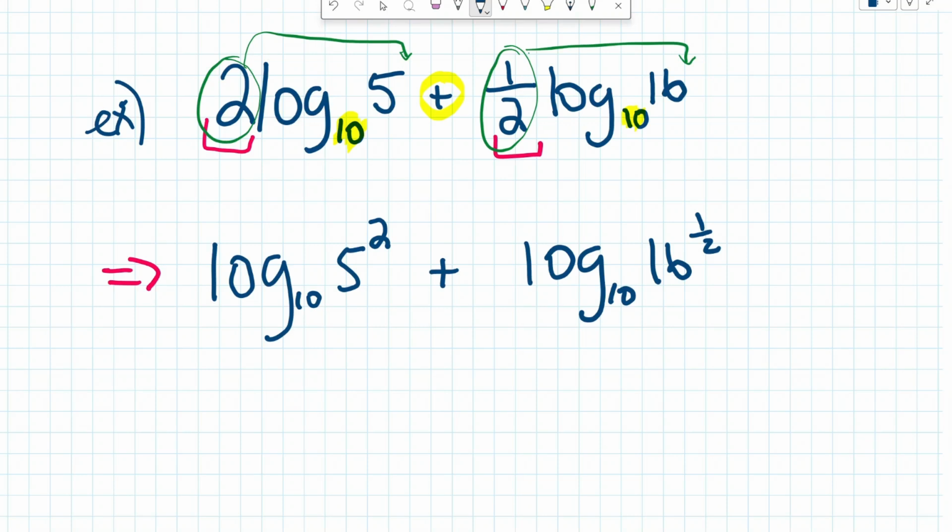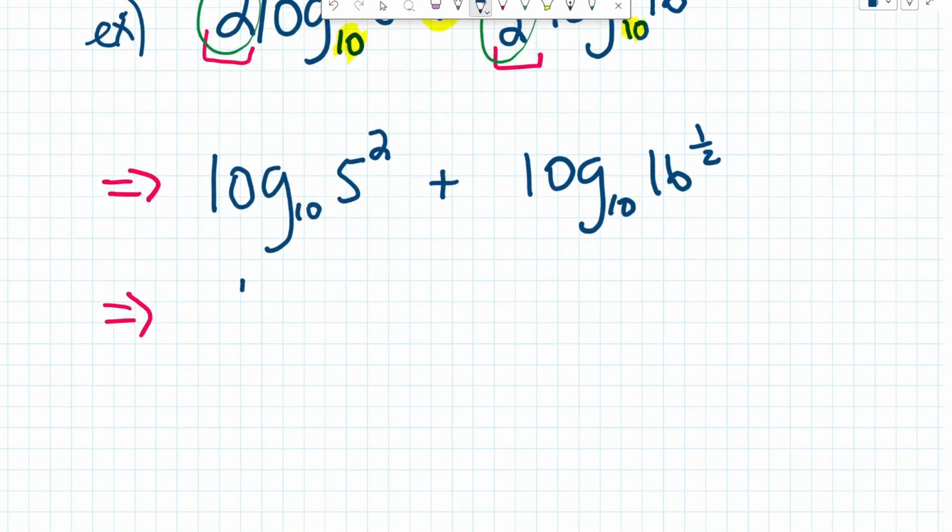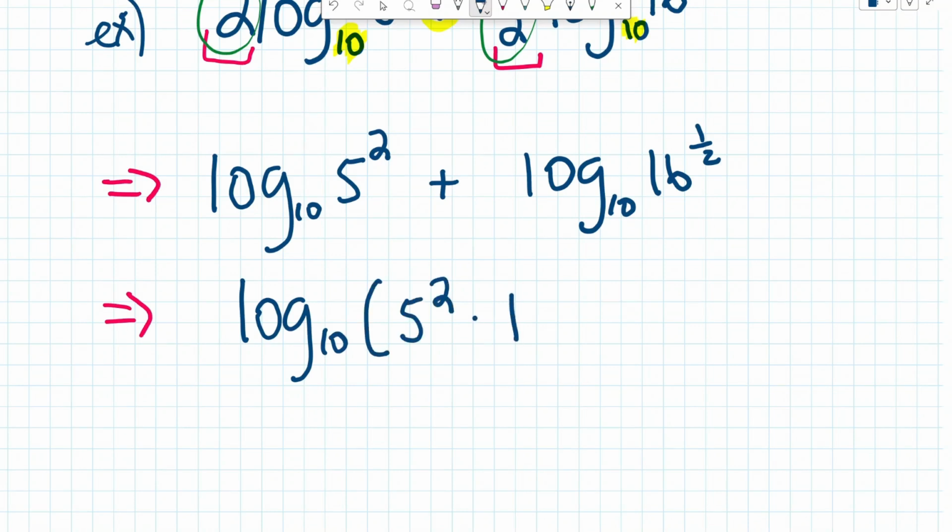The addition rule states that we can combine these two logs since they have the same base and then multiply the arguments. That means we are going to have log base 10 of 5 squared multiplied by 16 to the power of 1 over 2. Let's see if we can simplify this any further.